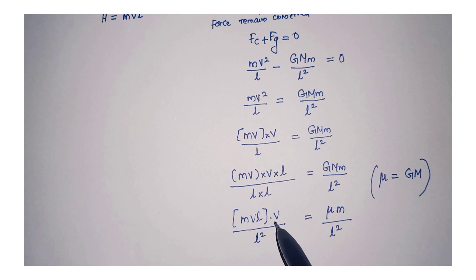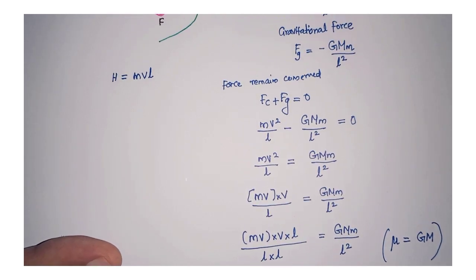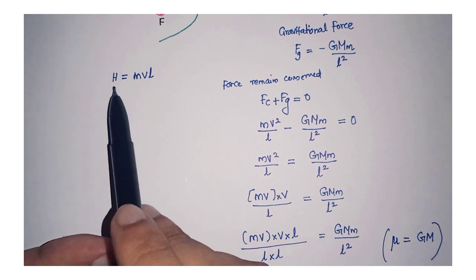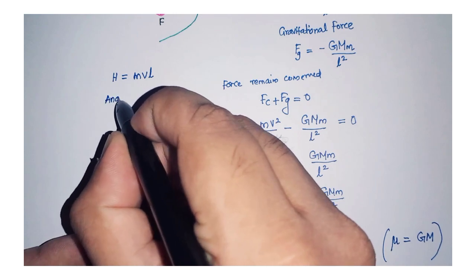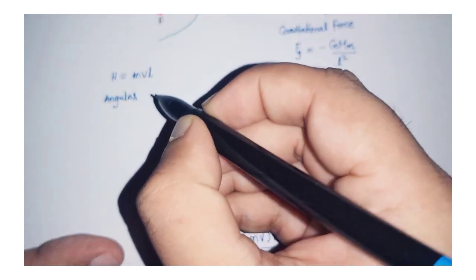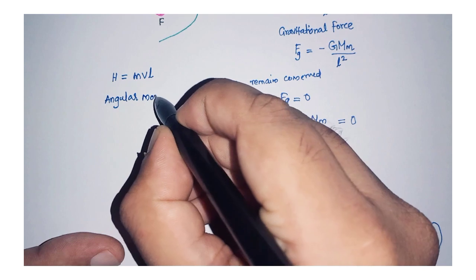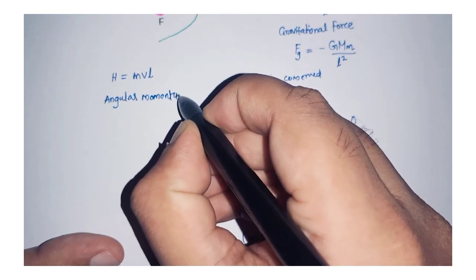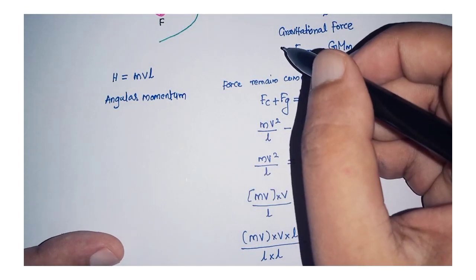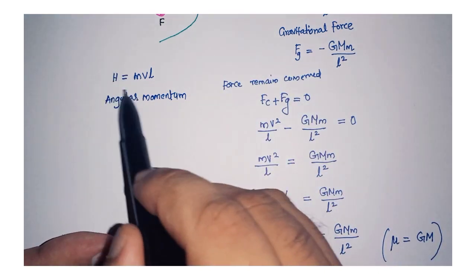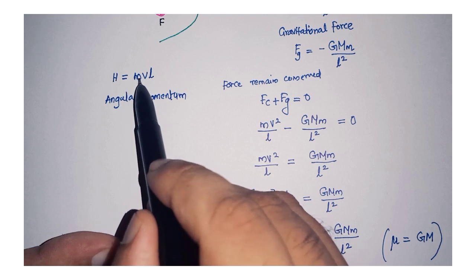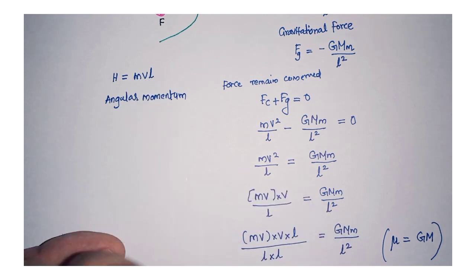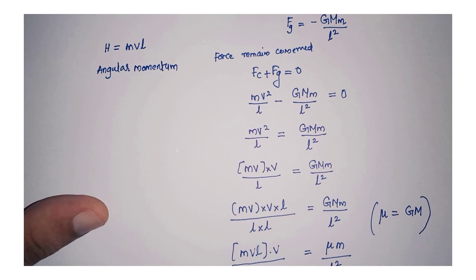So we have mvL into v divided by L square. We know that mv into L, in this context at the semi-latus rectum, is given by the angular momentum. So H, you don't have to get confused, is basically the angular momentum. In a previous video we took angular momentum as small h, so you can correct that. You can take big H or small h, but you have to be clear with the concept, because h contains the mass: mass times velocity into the distance, the perpendicular distance in fact.